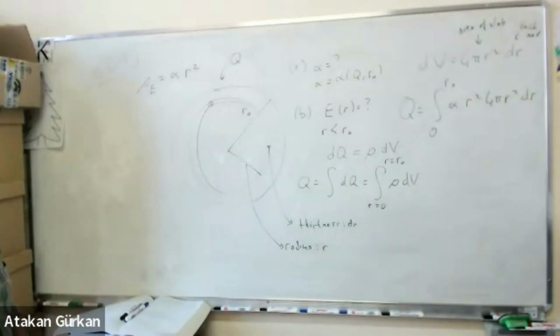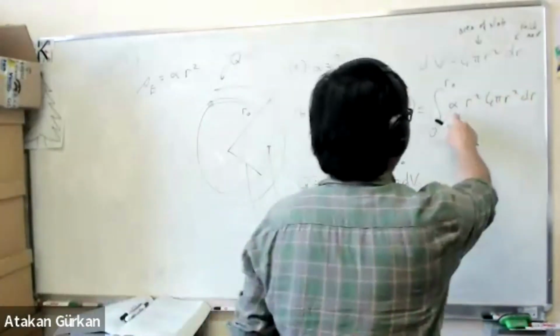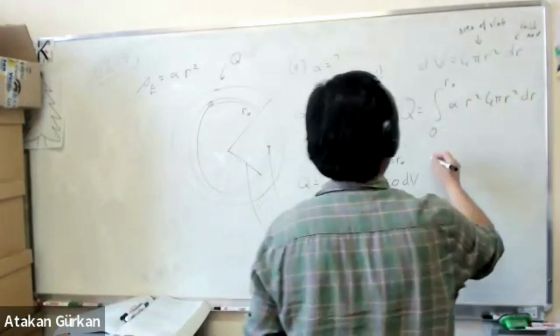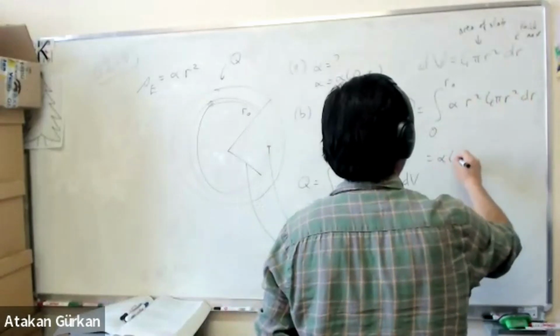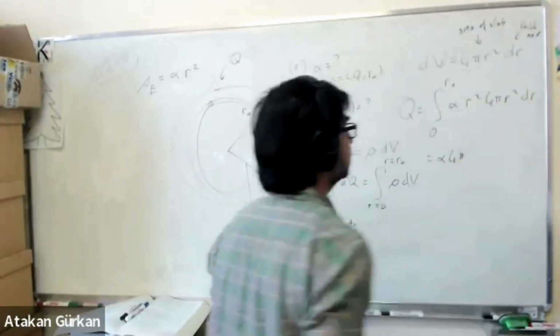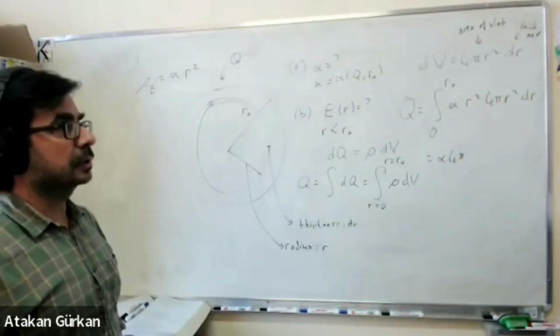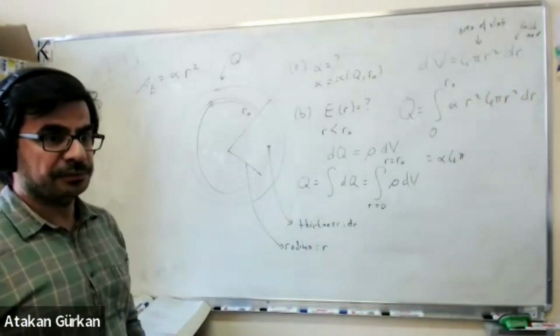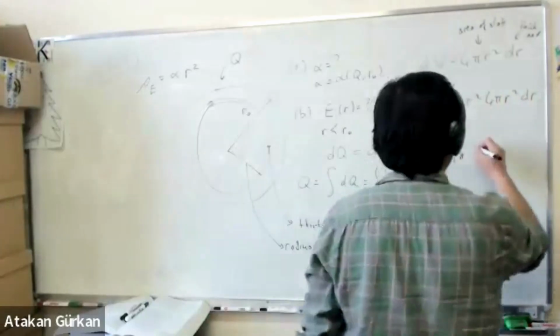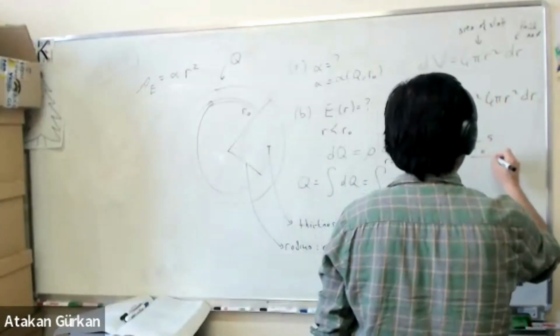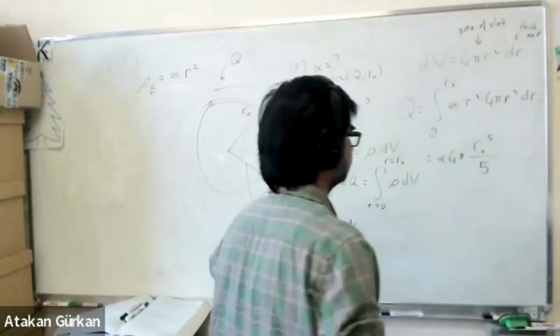And that integral can be done. Since alpha and 4 pi are constants, they get pulled out. So alpha and 4 pi. The integral of r to the fourth is r to the fifth divided by 5. So this is going to be r0 to the fifth divided by 5.